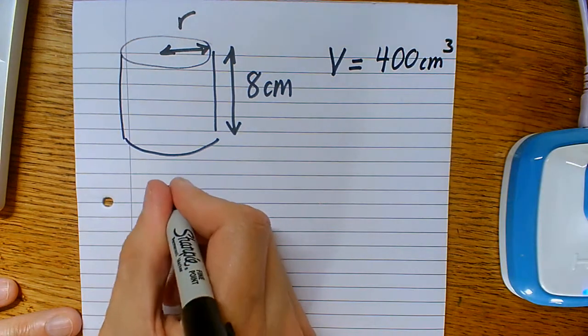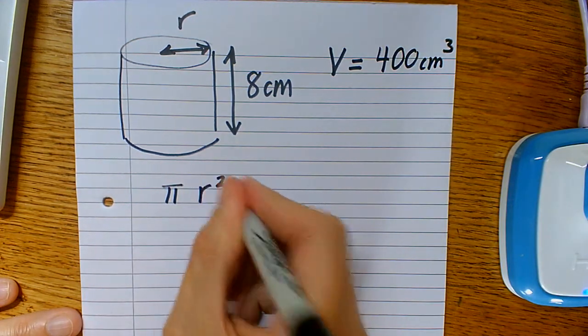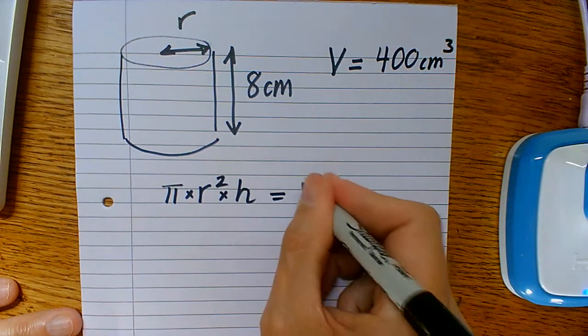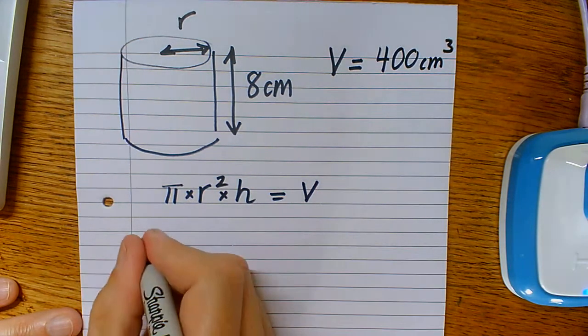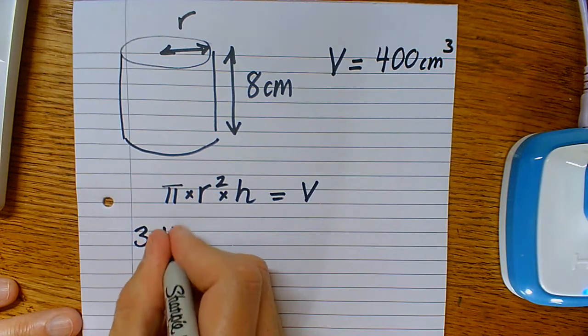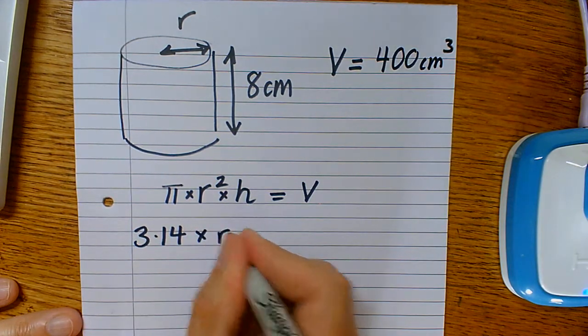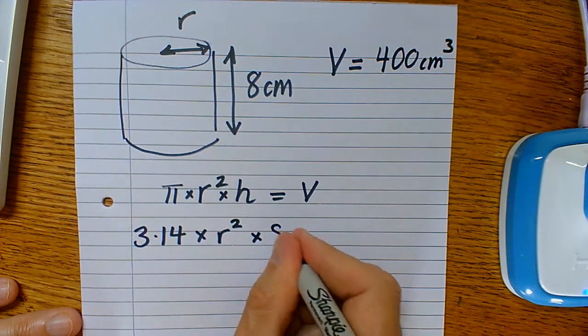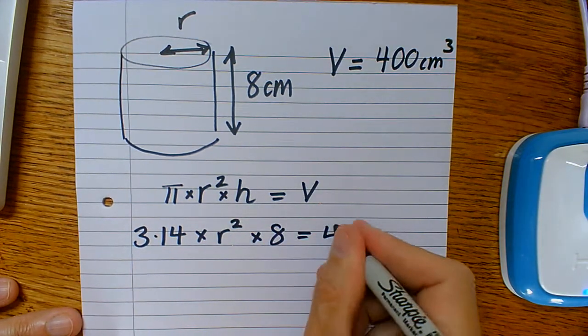We use the formula for the cylinder, pi r squared height. Pi times r squared times the height gives us the volume. Fill in the numbers we know. 3.14 times r squared. Just leave r squared because we don't know what that is yet. But if we multiply that by 8, we get 400.